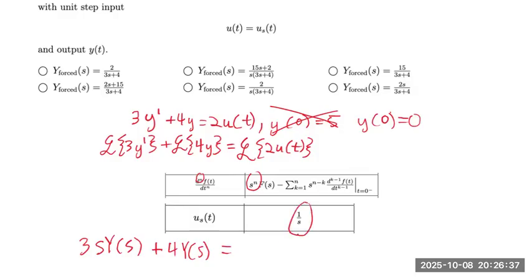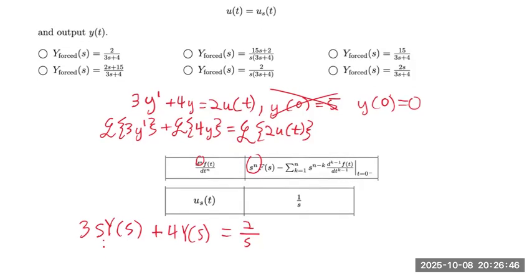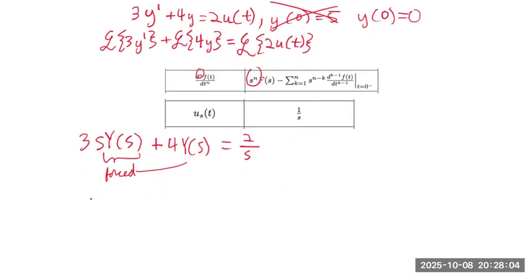The Laplace of u(t) is going to be 1 over s, so the Laplace of 2u(t) is going to be 2 over s. Now we solve for Y(s), and this is going to be the forced response. Basically, we're going to factor out the Y(s).